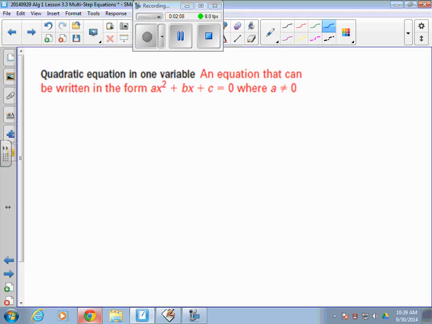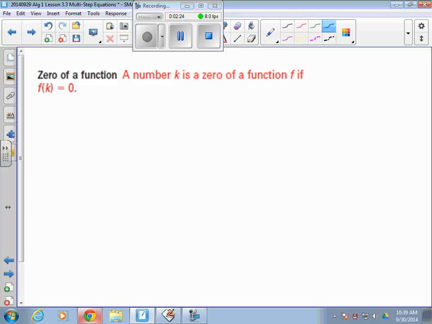And then a quadratic equation in one variable is an equation that can be written in the form, and this is your standard form from last week, ax squared plus bx plus c equals 0, where a cannot be equal to 0. The zero of a function: the number k is a zero of a function if f of k is equal to 0. We'll talk about what that means in a second. Just copy this part right here down. f of k equals 0.